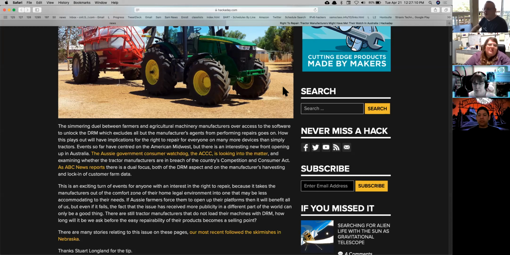Only the authorized repair centers have the software to use it. And John Deere has done the same thing, which is a major problem for farmers, especially because a lot of these people are out in the hinterlands. For them to load up a massive combine onto a trailer and then tow it 200 or 300 miles to a service center is just wildly impractical and expensive.